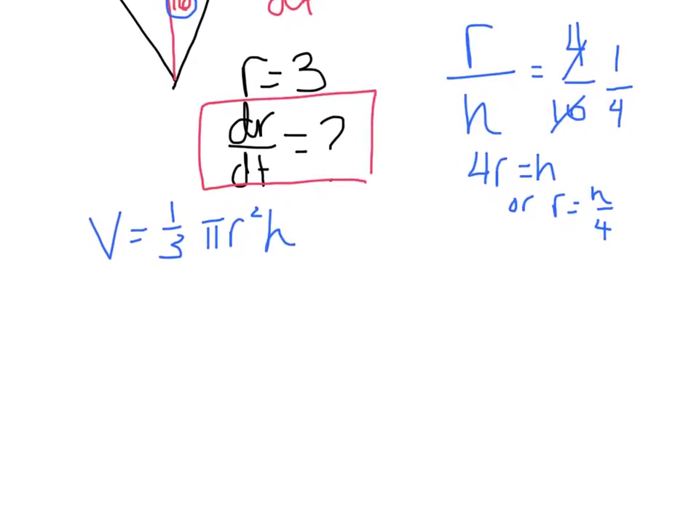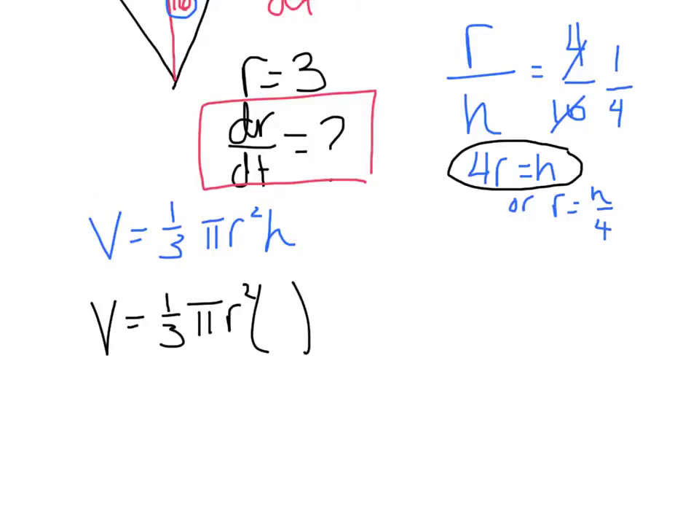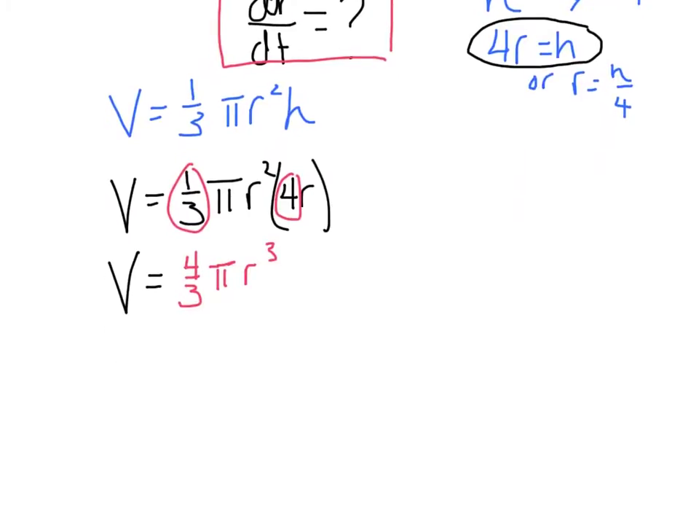So as I go through, if it doesn't have an r, I've got to replace it with something. So 1/3 pi r squared, and I don't want to see h, I need r. So I'm going to replace it with h is equal to 4r. And now I'm just going to clean it up. So I've got volume equals 1/3 times 4/1 is 4/3 pi r cubed. So again, I've done zero calculus up until this point. Now I will take its derivative, because it's in terms of r, with respect to time.